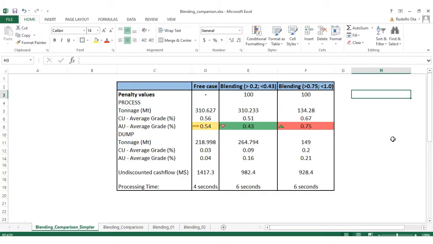We received a lot of feedback and comments asking, when are you going to implement this in SimSched? How can we do blending with SimSched? Is there a way to do blending with SimSched? We even recorded a video that teaches how to manipulate your block model in order to deceive SimSched and provide solutions with some blending criteria, obeying some regulations and parameters defined by the user.